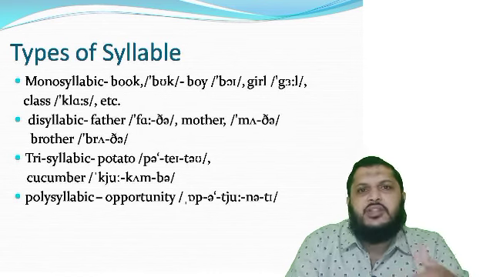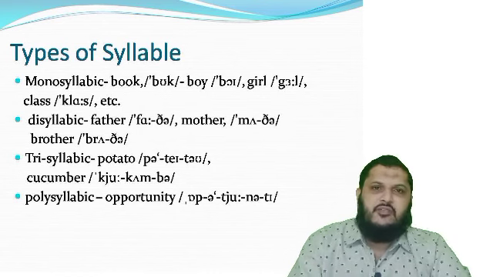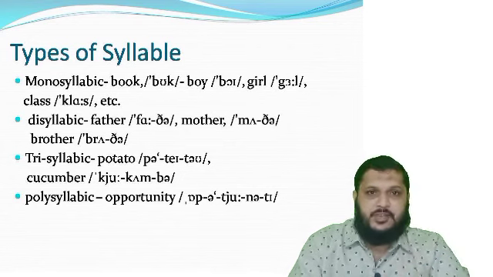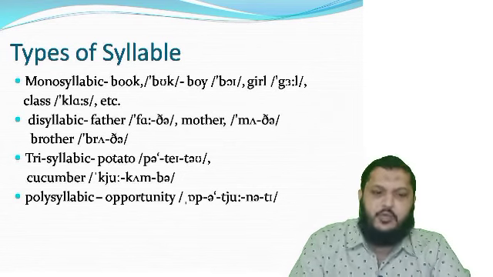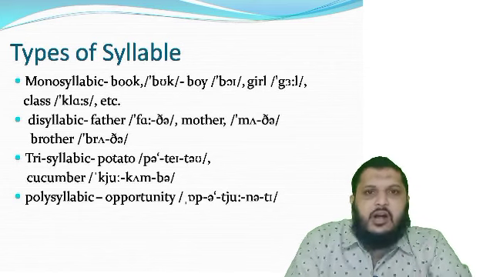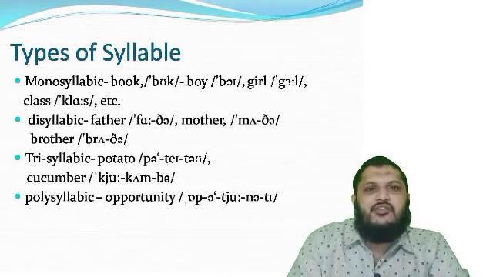Sometimes we have more than three syllables. For example, opportunity. The word contains five syllables. For example, we have agriculture. The word has four syllables. They are examples of polysyllabic words.